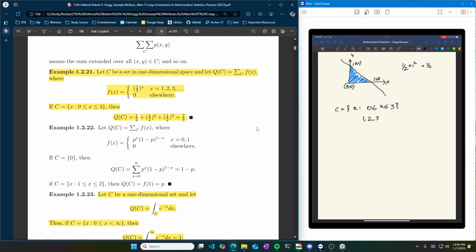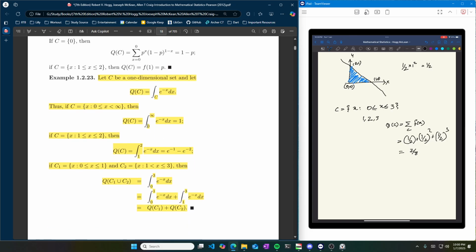Okay, then QC would be the sum of all of them, right? This function we apply, sum over C of f of x equals 1 by 2 plus 1 by 2 square plus 1 by 2 cube, which comes out to be 7 by 8, which is written here. Okay.